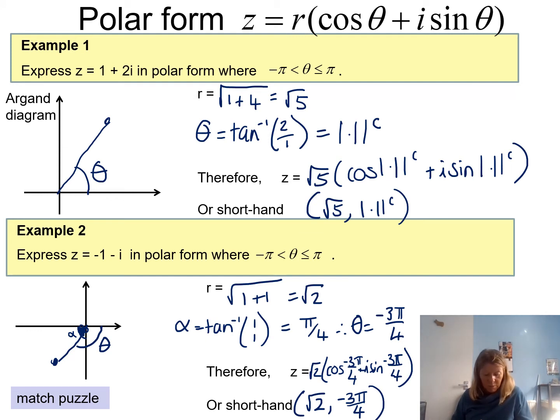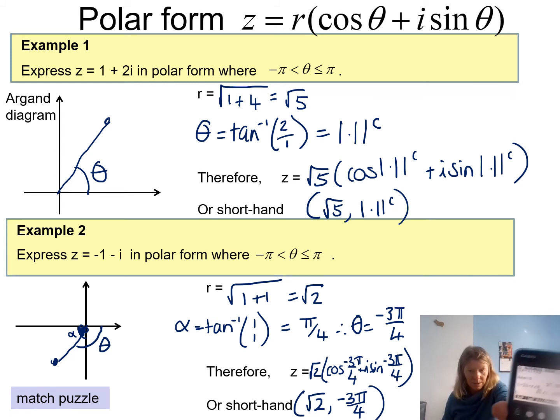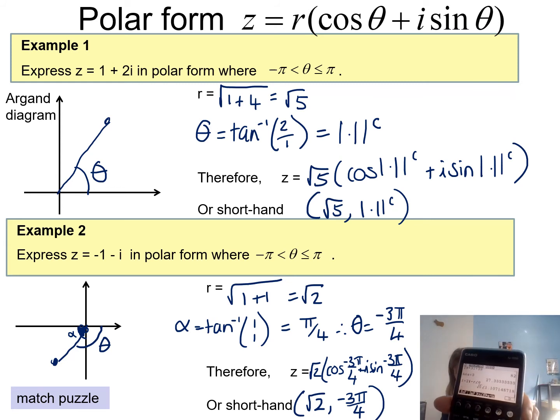63.43 degrees, because I'm in degrees. If I change it, shift setup, and change the angle into radians rather than degrees, and do that again, I get root 5 and 1.107. Oh look, see, I'm not cheating. Never mind. Right, on we move.